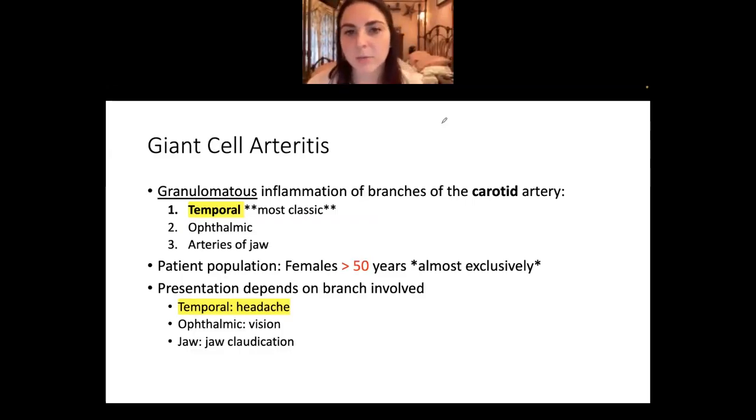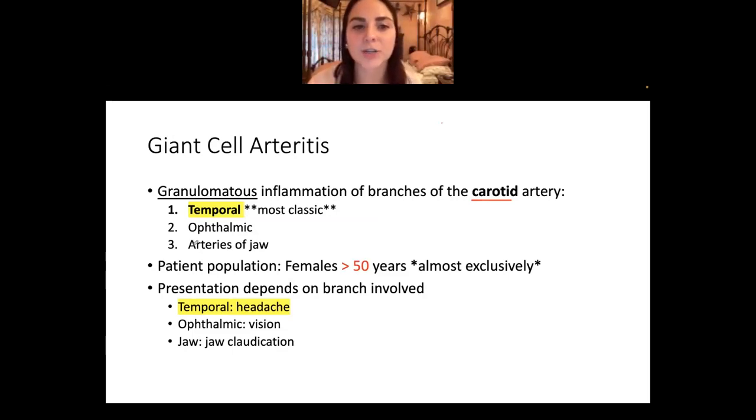And you'll go into this a little bit more in neuro, if you haven't already gone into it last year. But the carotid continues to branch, basically. So it can branch into the temporal, it can branch into the ophthalmic, and then it can branch into, I'm just going to call them the arteries of the jaw. You don't need to know the names of those, but it keeps branching.